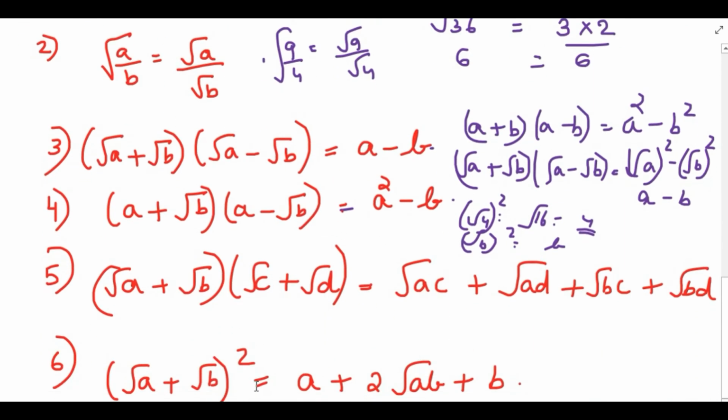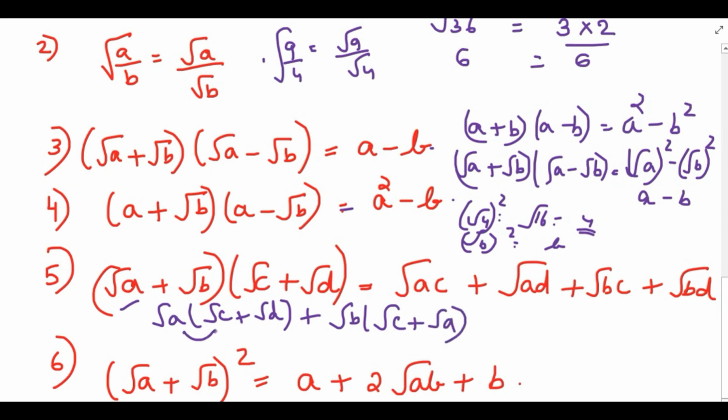Now the fifth one, (root a plus root b) into (root c plus root d). Here you are using the distributive property: root a, the first term, into the bracket, plus the second term into the bracket. So we will have root a into root c and root a into root d, and so on. And sixth one, (root a plus root b) the whole square is a plus 2 root ab plus b. This we are using the identity (a plus b) the whole square is a square plus 2ab plus b square.